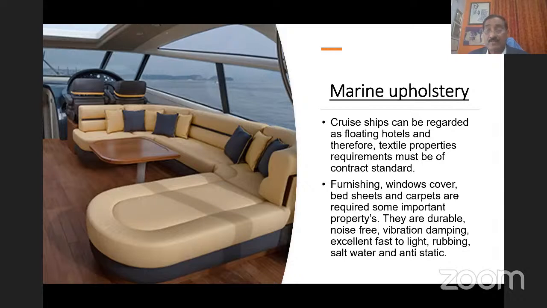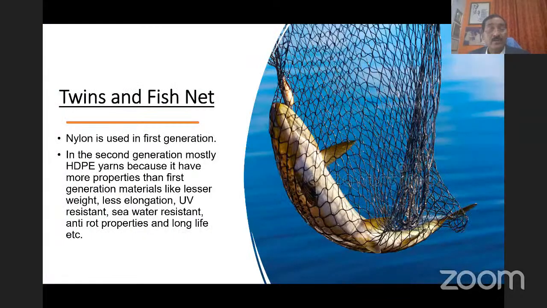Cruise ships can be regarded as floating hotels, and therefore textile requirements must be of contract standard. Furnishing, window covers, bed sheets and carpets require some important properties. They are durable, noise free, vibration damping, excellent fast to light, rubbing, salt water and anti-static. And in other marine applications, twines and fish nets. Nylon is used, and in the second generation mostly HDPE yarns, because they have better properties than the first generation materials, like lesser weight, less elongation, ultraviolet resistance, seawater resistance, anti-rot properties and long life.